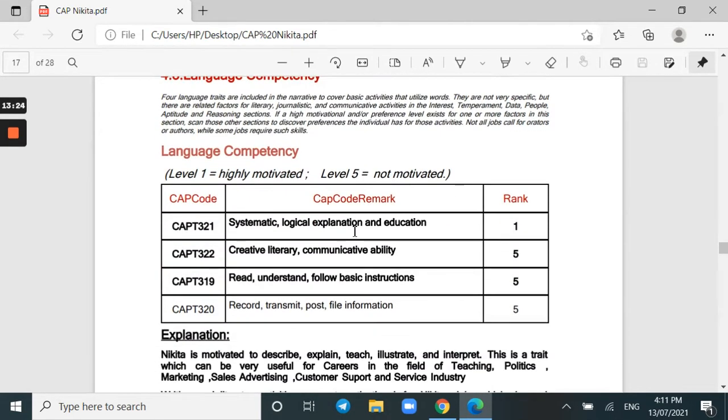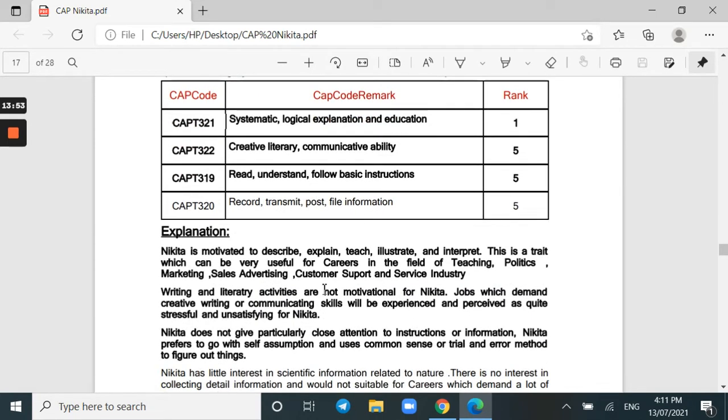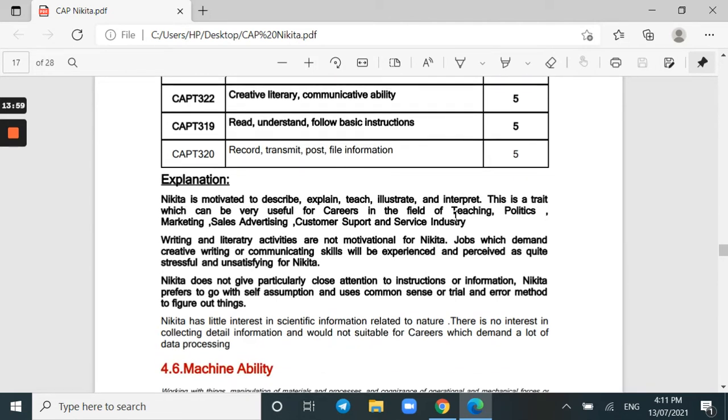Now coming to the language capacity, there is a good systematic logical explanation and education ability. So the person has a good ability to explain things, but when it comes to understanding, reading and recording, this data is low. Which again means the person has little inclination to gather more information, but whatever information, right or wrong, that the person has, they will be very good at explaining it and logically making people believe what they're trying to say. So this is an interesting aspect. Motivated to describe, explain, teach, illustrate, interpret, such people can find a good fit in the field of teaching, politics, marketing, sales, advertising, service industry. So this is the area that it is individually explaining.